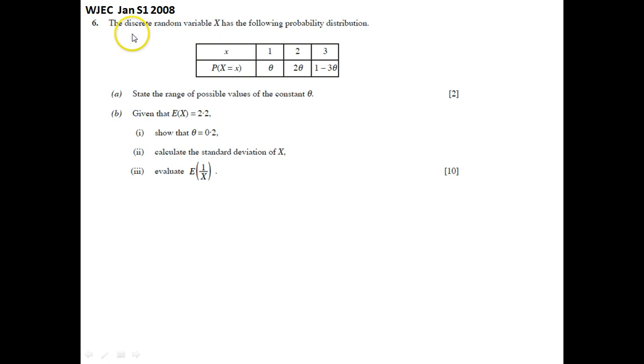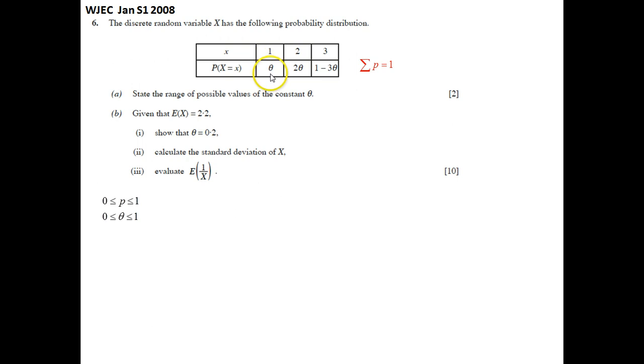Another example, last one. The discrete random variable X has the following probability distribution. So you're given the distribution this time. Find the range of possible values of the constant theta. Remember, they need to add up to 1, and they do. So theta and 2 theta is 3 theta. Add 1, take away 3 theta, and we've got 1.